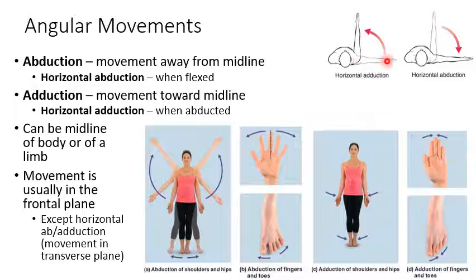But if you were to hold your arm out at your side and extend the shoulder, and then bring your arm in to point in front of you, that is horizontal adduction. If you have your arm pointing out in front of you and you move it to your left or right side, then you are doing horizontal abduction, where the movement is occurring in the transverse plane rather than the frontal plane.